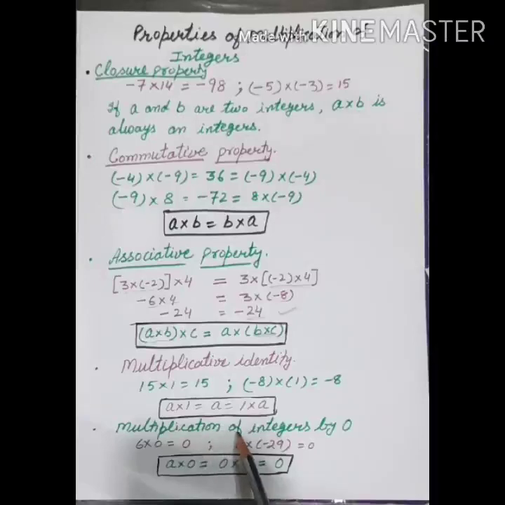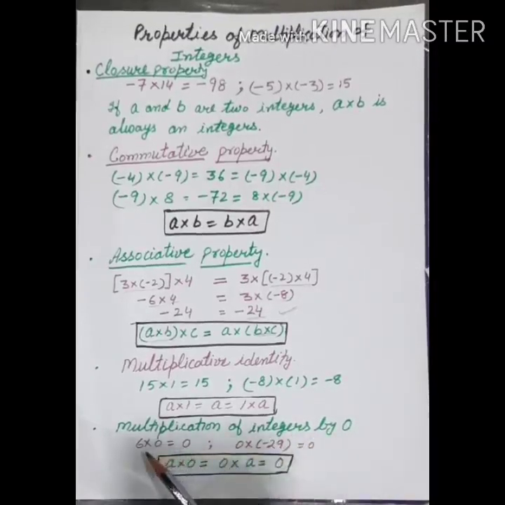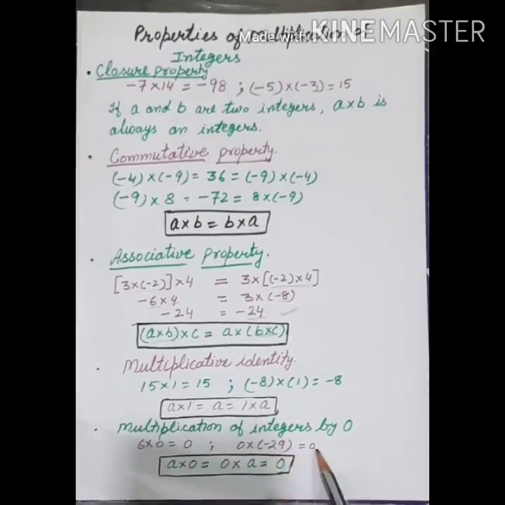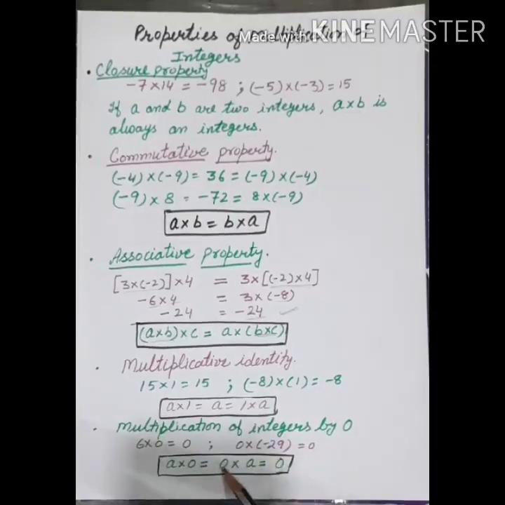Multiplication of integers by 0. The product of an integer and 0 is always 0. For example, 6 multiplied by 0 is equal to 0. 0 multiplied by minus 29 is equal to 0. a multiplied by 0 is equal to 0 multiplied by a, which is equal to 0.